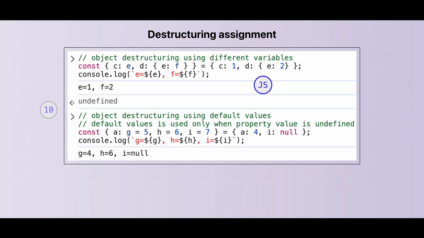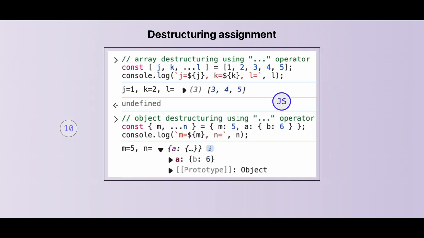For that, we have to provide the object property name first, followed by colon, followed by variable name. In order to access the nested property, we have to provide the same nested structure on the left-hand side, as property E inside D is assigned to variable F. You can also assign a default value. Only if the mentioned property value on the right-hand side is undefined, the default value is used.